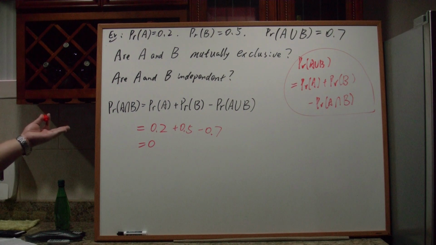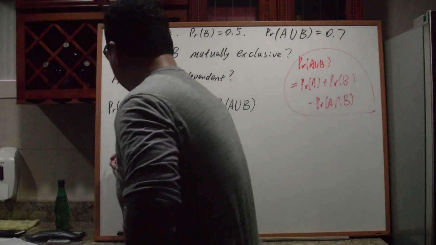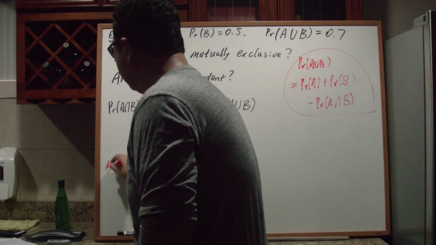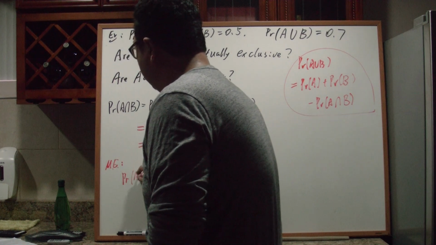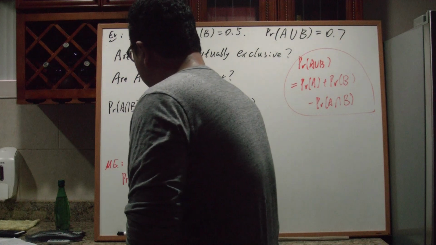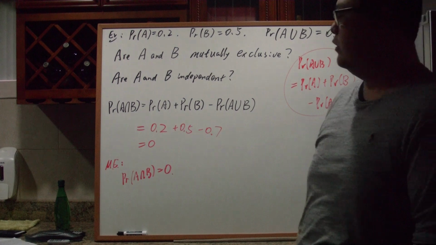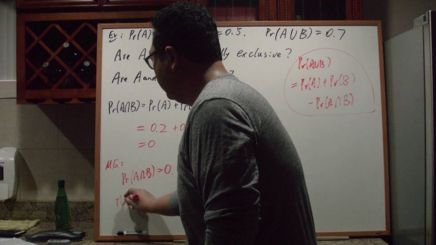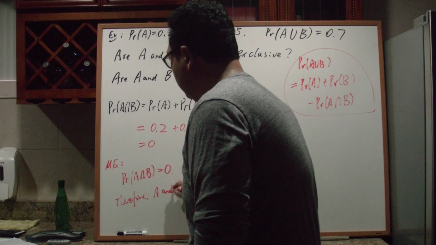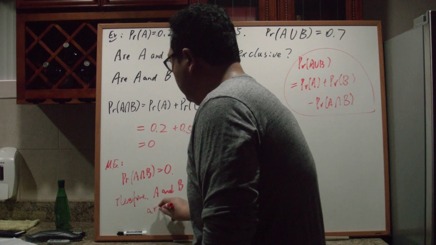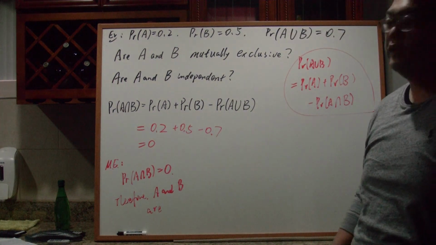So to find the mutually exclusive, the first question for the mutually exclusive, we have the intersection equals 0. Well, when the intersection equals 0, then we say therefore A and B are mutually exclusive. In other words, they are disjoint.